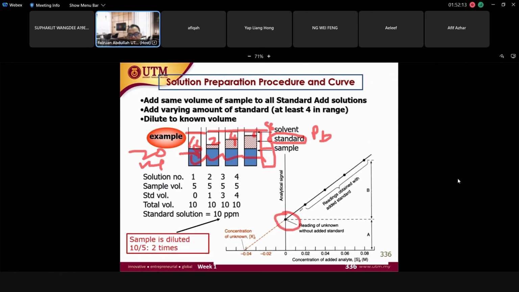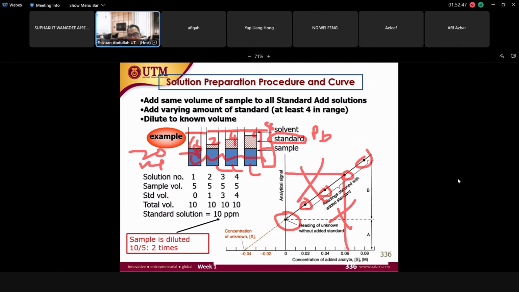And then we analyze the series of standard addition solutions. Previously, we ran the sample using the external calibration. After we finished all the calibration, then we ran the sample, and the instrument read it within the calibration plot. Now we don't need to do this for standard addition. How do we know the concentration of the analyte inside the sample?